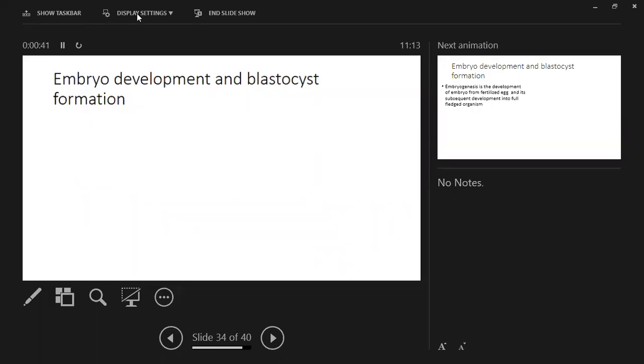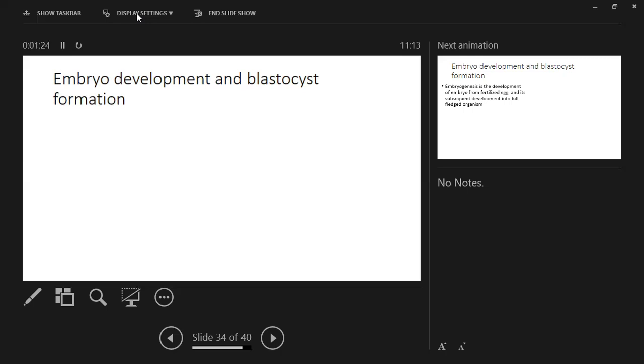So, embryo development and blastocyst formation. We have stopped at fertilization. After fertilization, the fertilized zygote will get converted into an embryo, and there is a structure called the blastocyst. This blastocyst will go and get implanted in the uterus. So let us see how the blastocyst is formed. What happens to the zygote till blastocyst formation? How is the zygote, a single cell, converted into a blastocyst?